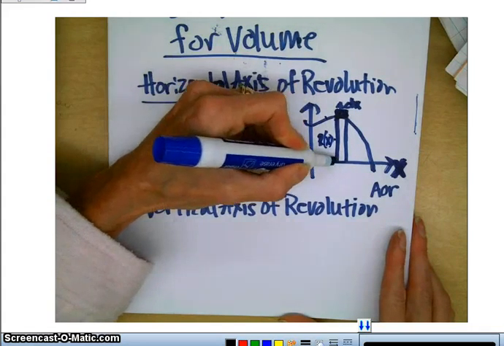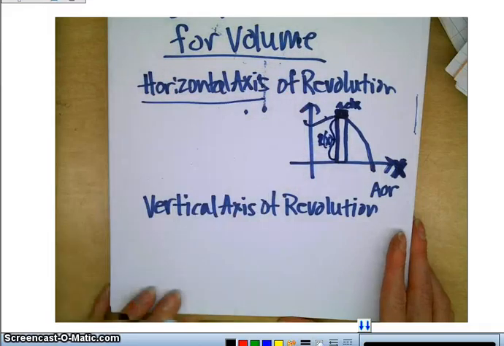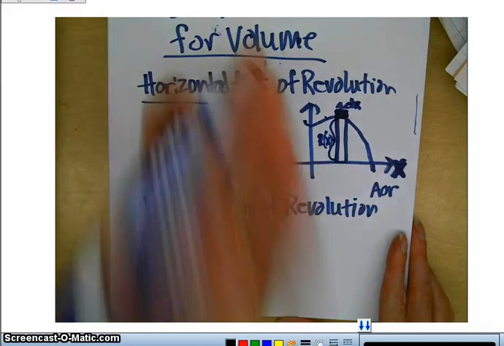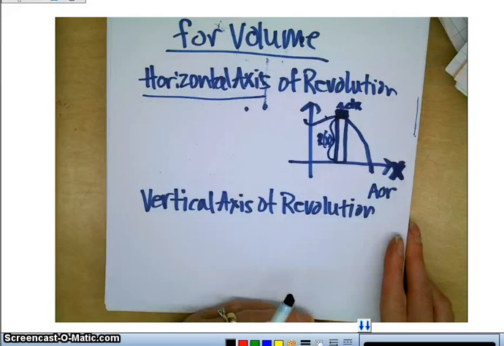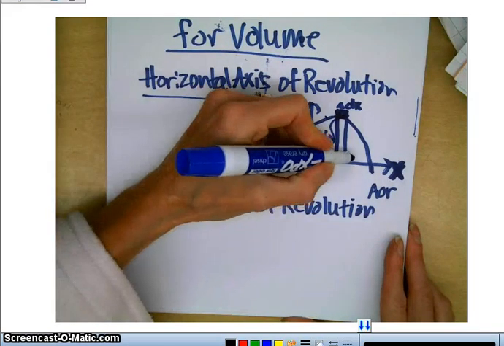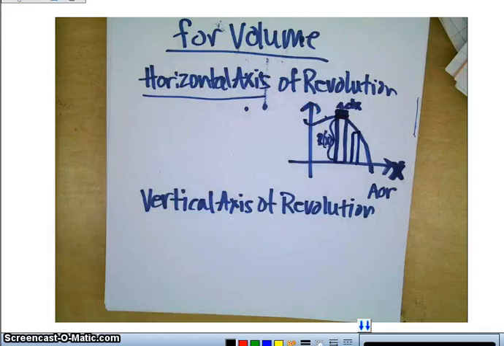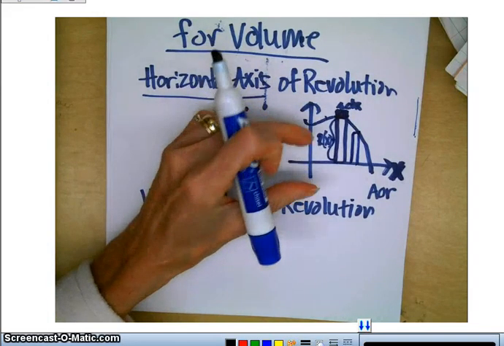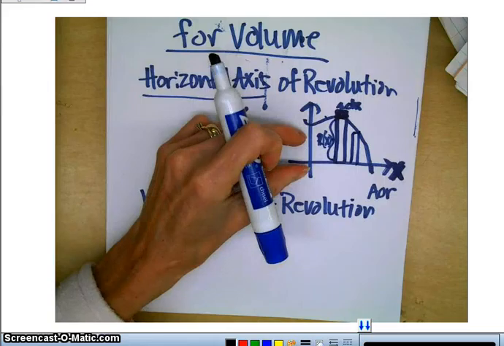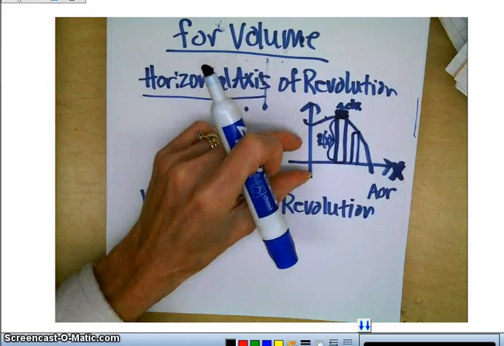From here to here is your r of x, your radius that you're rotating around, and you're going to rotate this around the x-axis. And you're actually going to do that with a whole bunch of them along here, but I'm only requiring that you draw one of these. So you need to have a picture like this for every single volume problem you do using the disc method.